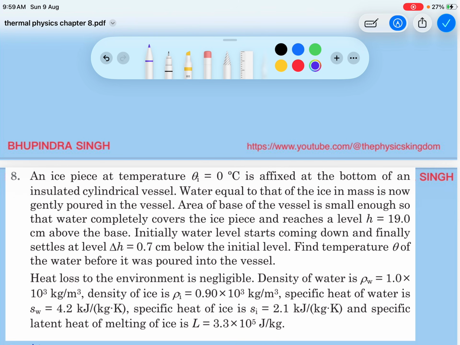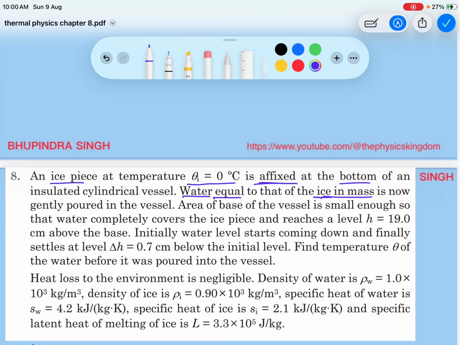An ice piece at temperature 0 degrees Celsius is affixed at the bottom of an insulated cylindrical vessel. Affixed means the ice piece is there, but it cannot come to the surface, it is fixed at the bottom. Insulated means again there would be no heat loss to the surroundings. Water equal to that of ice, meaning the mass of ice and water are equal, is gently poured in the vessel.